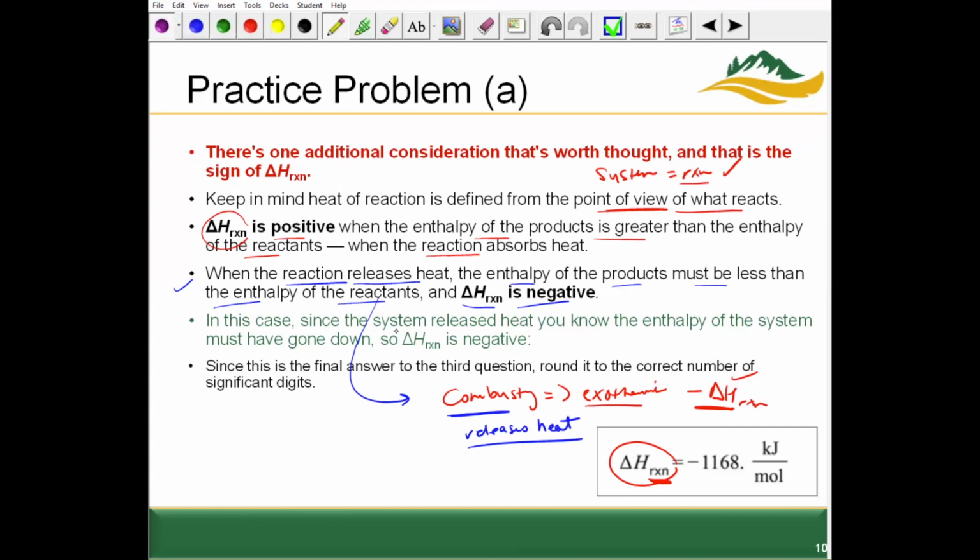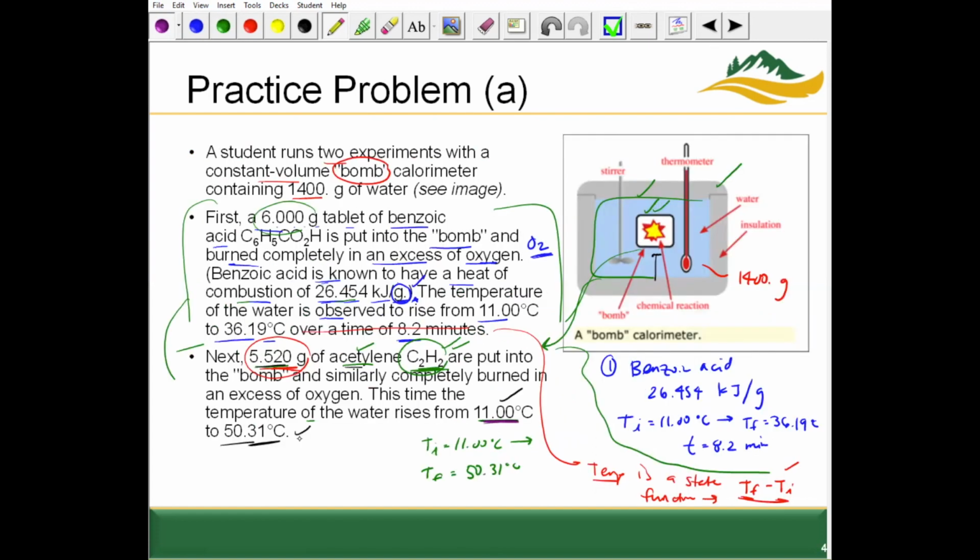So in this case, the system is releasing heat. The reaction itself is releasing heat. We know that because it's a combustion reaction. We also know that because the temperature of the water increases. The temperature of this water increases, that had to come from the reaction itself. The reaction had to be releasing heat.